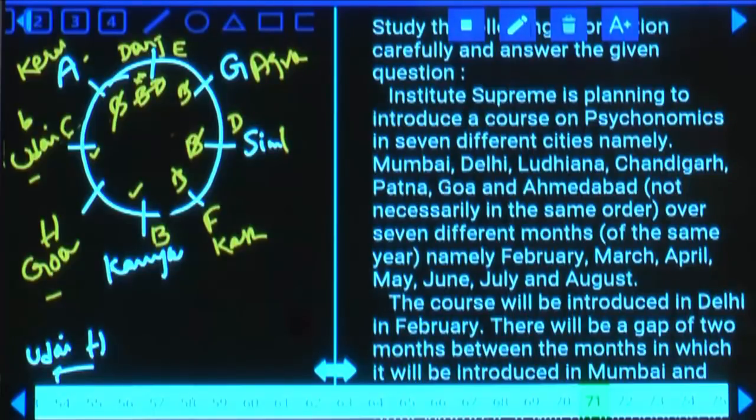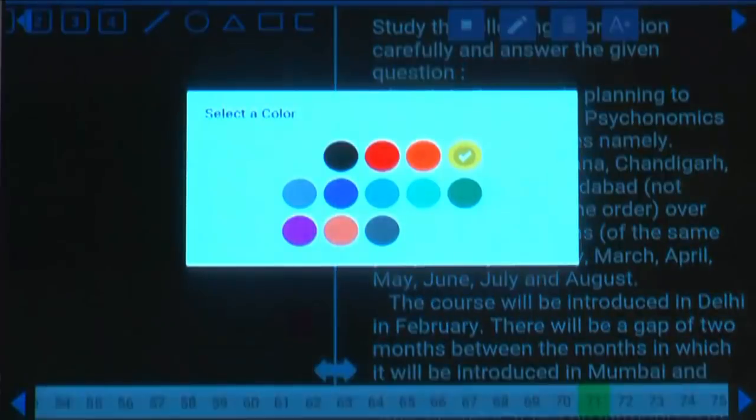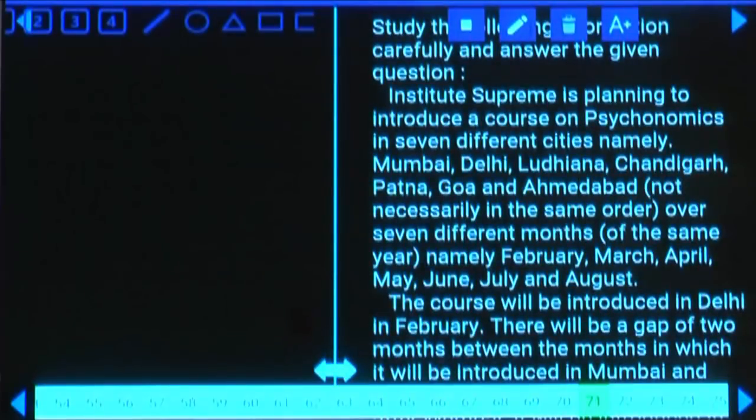psychonomics in 7 different cities, namely 7 different cities were given, and in 7 different months, February, March, April, May, June, July and August. Isn't it? Now tell me which one should be fixed in the first place. Now the months should be fixed in the first place. Now it comes under which category? It comes under distribution, isn't it? Hence whenever it comes under distribution, we can finalize it in a single diagram rather than taking 2 different possibilities.